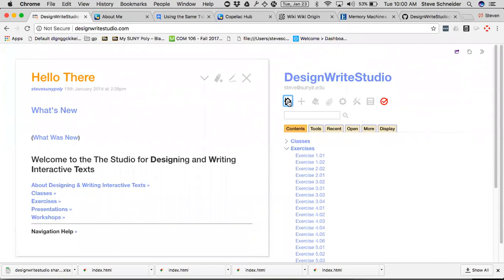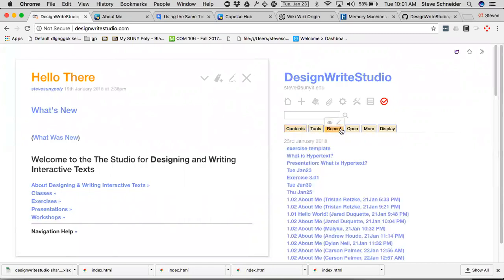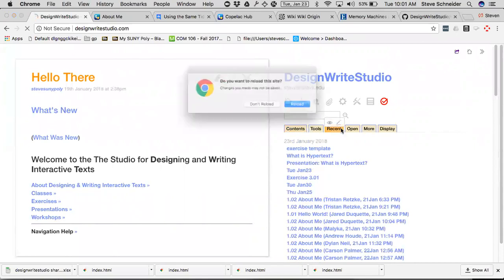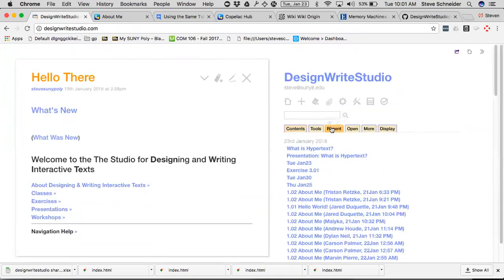You could go ahead and if you want to look at the designrightstudio.com, you can bring that up and it should be refreshed. The way you can tell if it's refreshed is to look at the recent list, and the most recent tiddler I changed is called What is Hypertext? So if that shows up at the top of your recent list, then you're good. If not, then you haven't refreshed. It'll take a while.